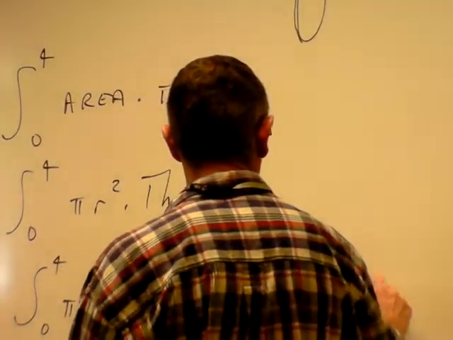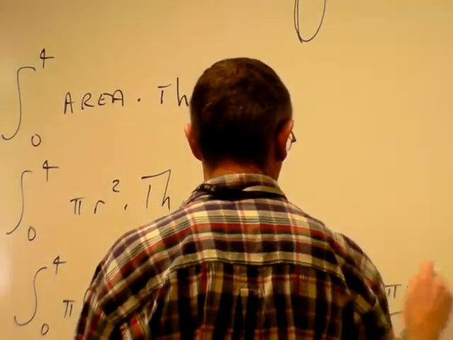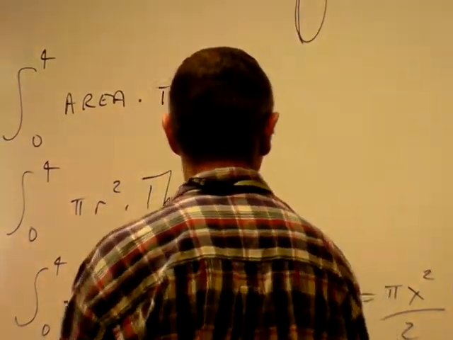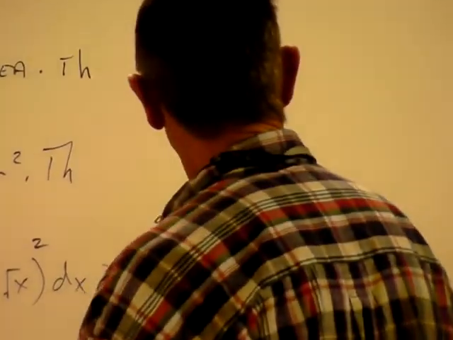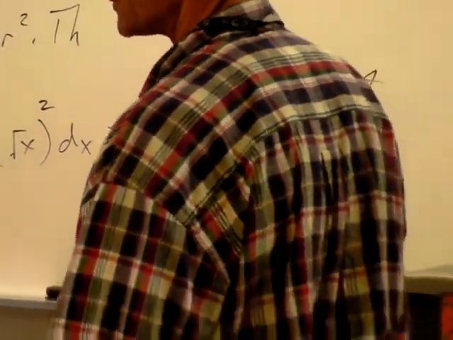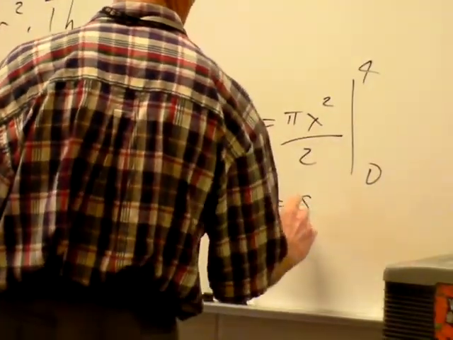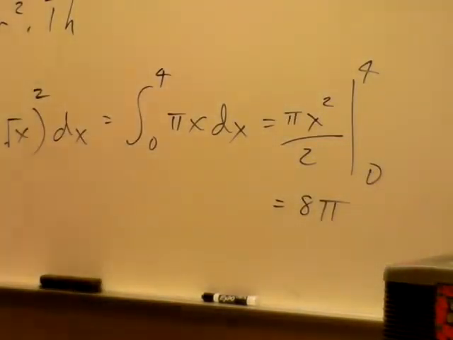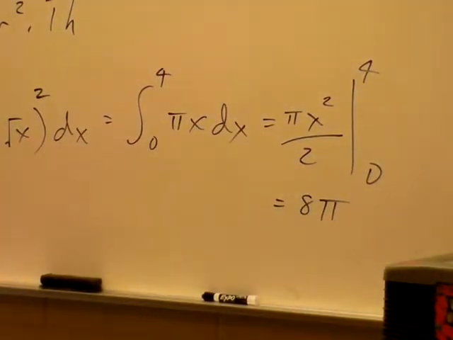Which would then be pi x squared over 2, evaluated at 4, 8 pi. So the volume is 8 pi, which is the answer that you should get if you were to use a calculator. Okay, any questions on that one? All right. Starting to understand.